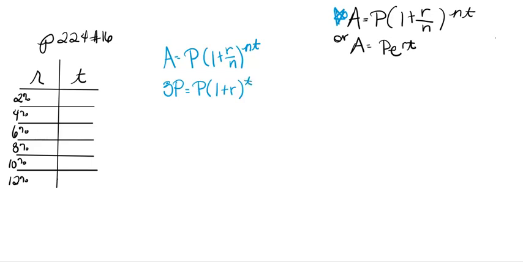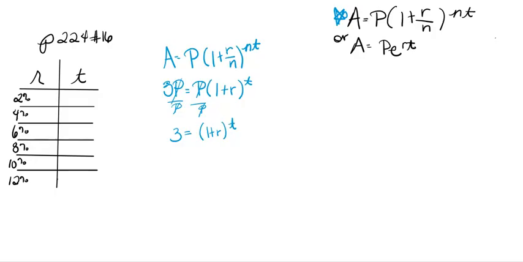So here is our equation. Now let's simplify it and see if we can get t on a side by itself. So the first thing I'm going to do is divide both sides by P. Get rid of that. And what happens with that is the P just disappears because it doesn't matter what the principal is. Okay? So 3 equals 1 plus r raised to the t.